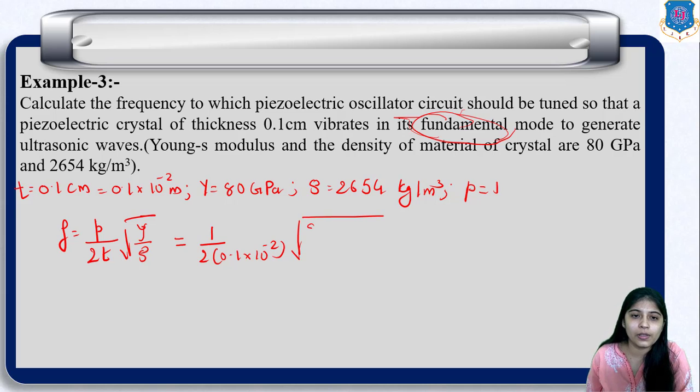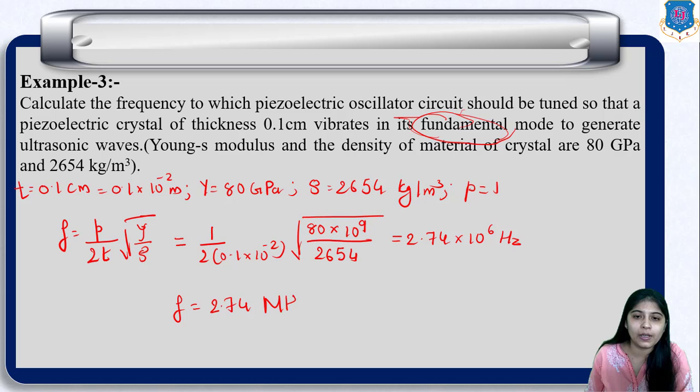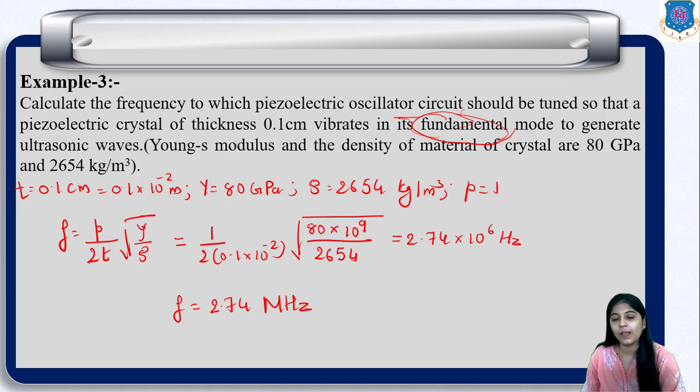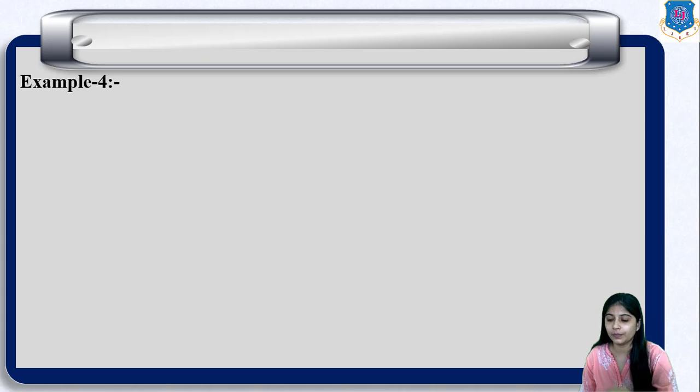Then Young's modulus is 80 gigapascal. Pascal giga means 10 raised to 9. Okay. And density is 2654. So in this way, this frequency comes out to be 2.74 into 10 raised to 6 hertz, which can be further written as 2.74 megahertz. Okay. So this is how you calculate the frequency of vibrating crystal. Okay. So let us see now the next example.